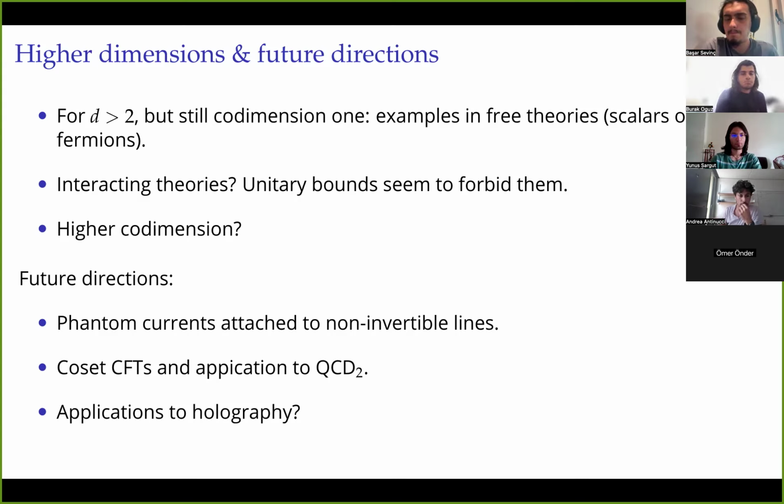I think it's also interesting to look at examples in coset CFTs or cosets of WZW models, also because sometimes they arise as the infrared of two-dimensional QCD. So you can ask whether these conformal manifolds that arise in the infrared of two-dimensional QCD have some interpretation along the RG. There are many questions that you can ask that I think are very interesting. And finally, you can ask whether there might be an interpretation of the story in holography. For instance, in AdS3/CFT2, you can ask whether there is an interpretation of this phantom symmetry in terms of a bulk theory. And yeah, that's all.